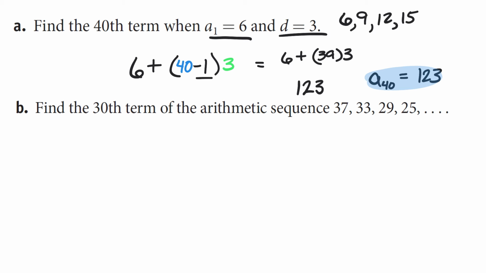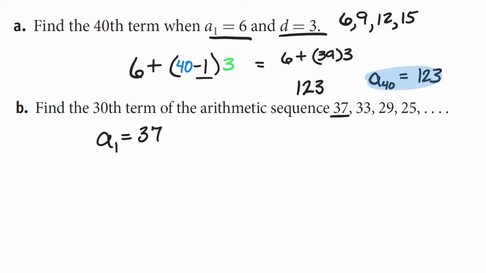All right, now we'll take a look at the next one. The next one doesn't give us the information quite as easily, so we're going to have to do a little bit of work, but it's not a lot. The first part is not very difficult. The A sub 1 is the first term in the sequence, so our A sub 1 in this case is clearly 37.